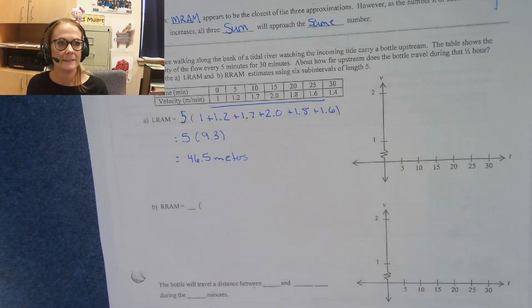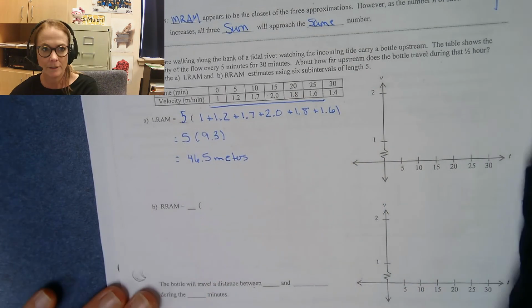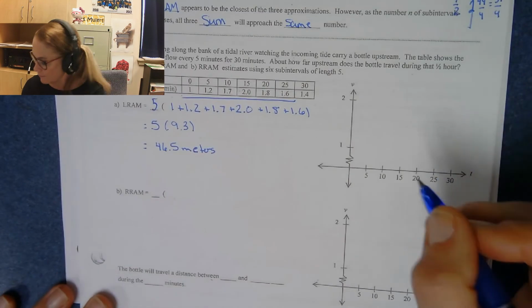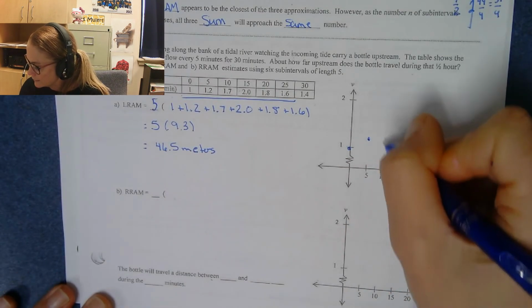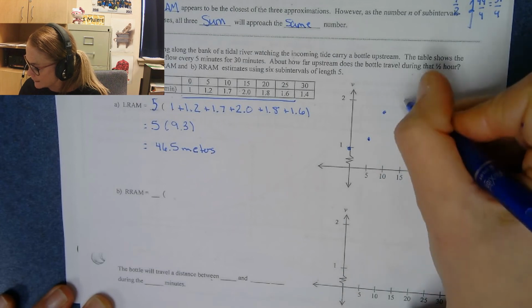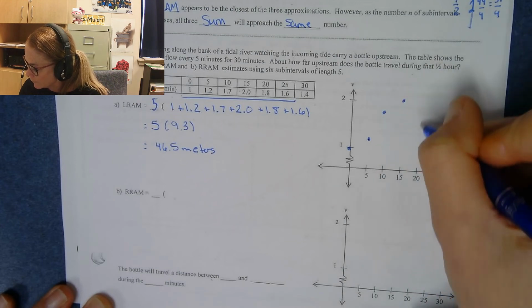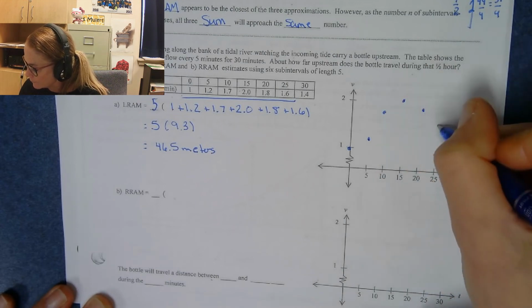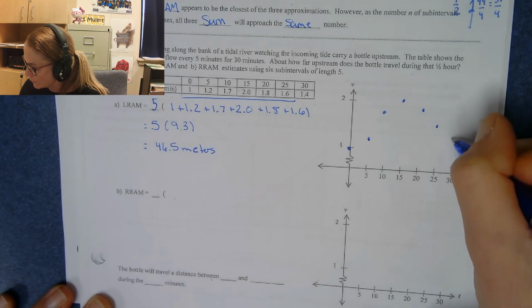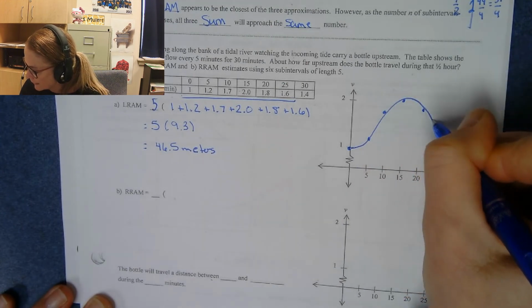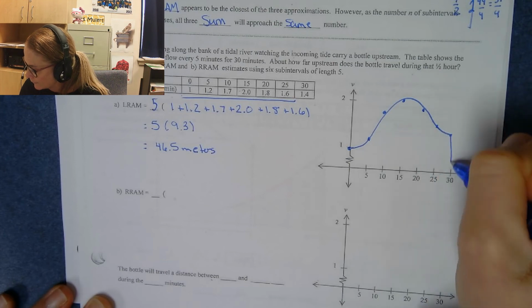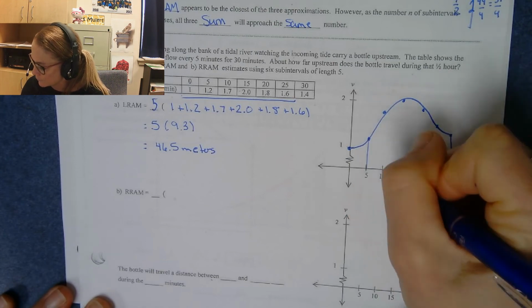It's never a bad idea to practice graphing, so just looking at this, we would graph 0, 1; 5, 1.2; 10 is 1.7; 15 is 2; 20 is 1.8; 25 is 1.6; and 30 about 1.4. So we've got this kind of curve, this bottle velocity going like that. Bring that down, draw your vertical strips.